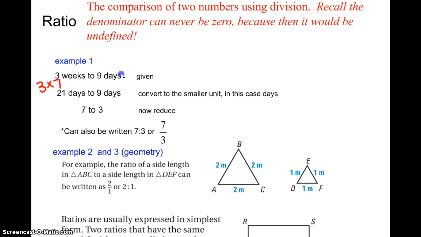So this applies to geometry when we talk about the ratio of side lengths. For example, the ratio of a side length in triangle ABC to a side length in triangle DEF can be written as a 2-to-1 ratio. Okay, so triangle ABC is twice as big as triangle DEF. For every one part of DEF, there are 2 parts of ABC.